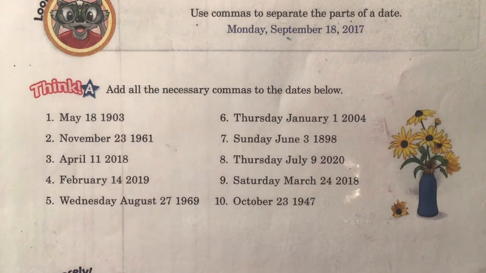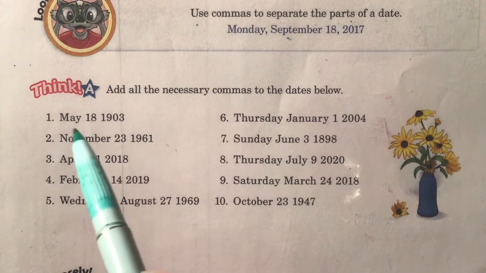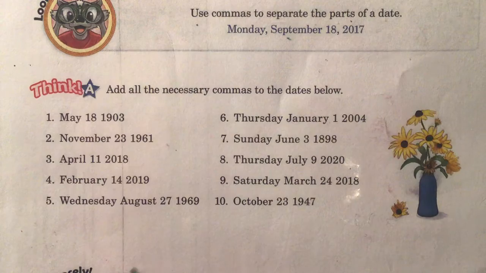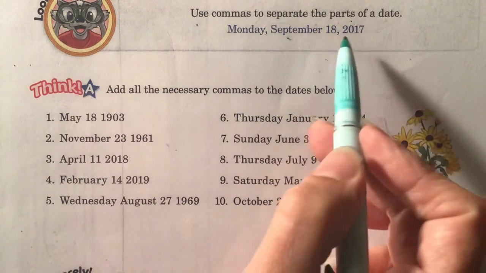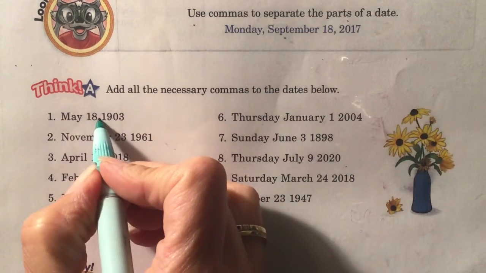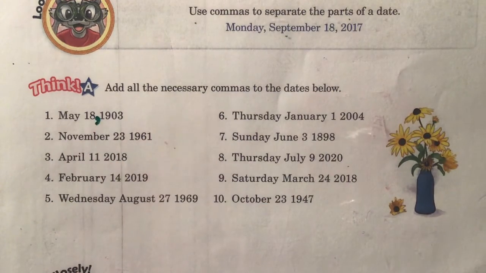So let's do some together here and think A. They want us to just add the necessary commas. You have May 18th, 1903. So again, following our example, the comma goes between the number of the day and the year.